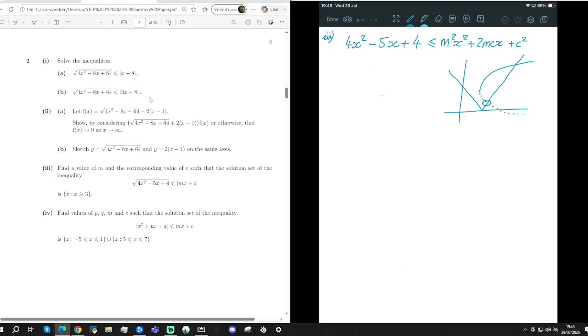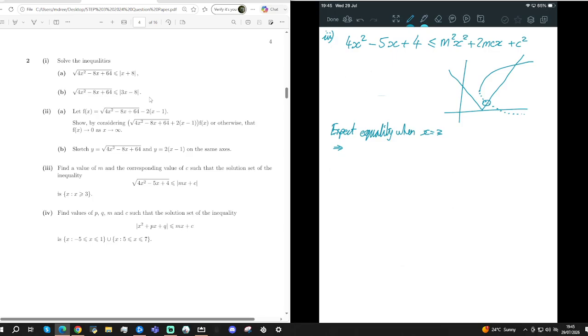So I want this to have a solution of 3. So we expect equality when x equals 3.